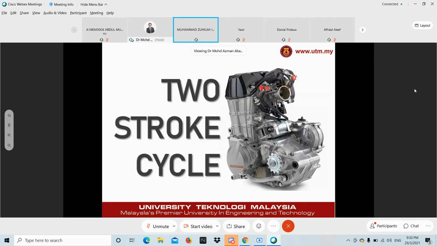Not yet, inshallah. Okay, so let's talk about two-stroke cycle. Some of you are crazy about two-stroke cycle for certain reasons, but I think it's because of the speed, not because of the noise. Nowadays you cannot have too loud exhaust, so be careful of two-stroke cycle. You can get summoned.